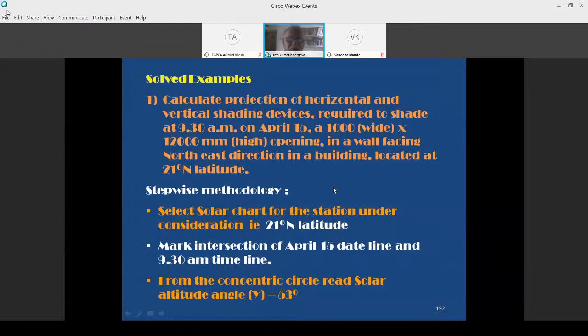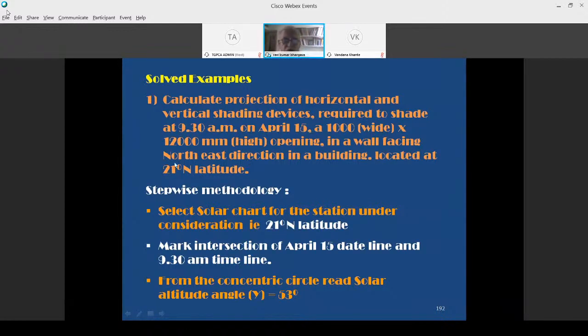Friends, solve the example. Calculate projection of horizontal and vertical shading devices at any given time. Just assume these are the assumptions. Required to shade at 9:30 a.m. You can consider any time, 10 o'clock, 11 o'clock, or any other time, on April 15. You can select the time and also the date. For a window size 1000 wide, that is 1 meter wide, and 1.2 meter high opening.